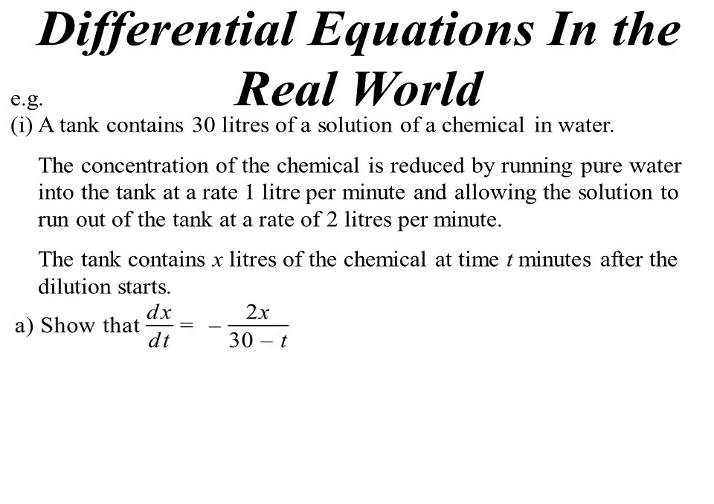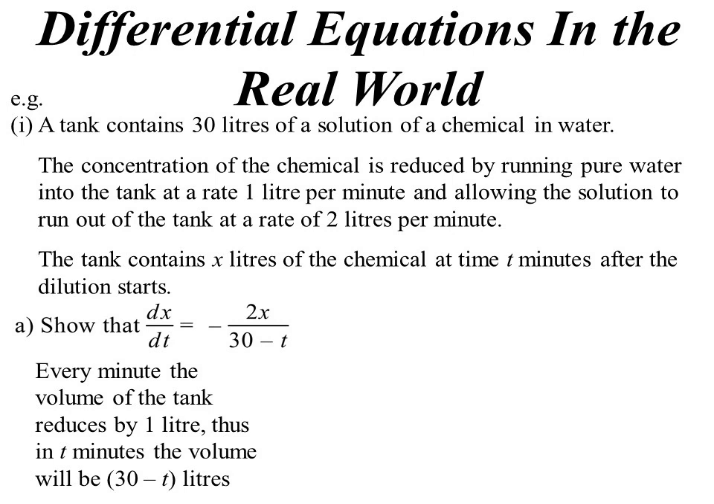We have to show that the rate of change of chemical, number of litres of chemical, with respect to time is this expression here. So what do we know? We know that every minute the volume of the tank is going to reduce by 1 litre, because 1 litre is going in, 2 litres going out. So therefore in t minutes the volume will be reduced to 30 minus t litres.